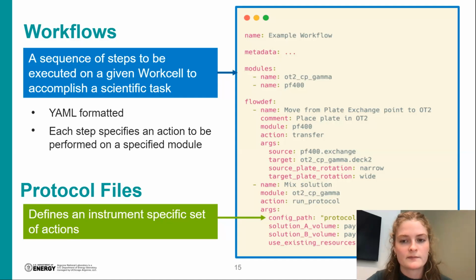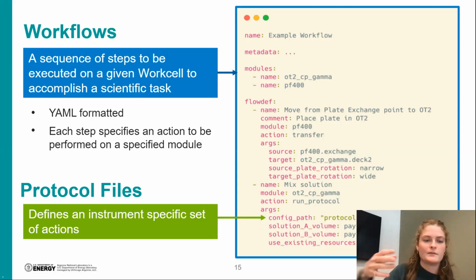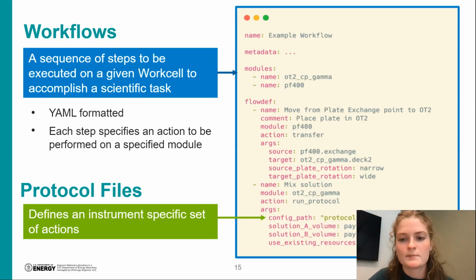Under the flow def section, we can see that the first action is we want to move a plate from the exchange point onto the OT2. So what module are we using? We're using the PR400. The action is a transfer. Then we have certain arguments that we pass in. Where's the source? We want to go from the exchange location to the target, which is the OT2 deck. And then we have some specifics, like which orientation the plate is in, so that we know how to grab the plate correctly with the robotic arm.